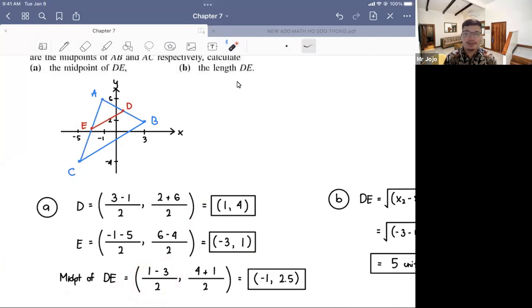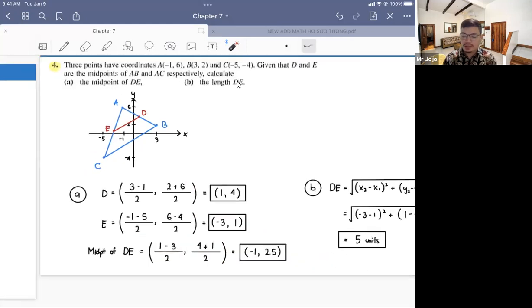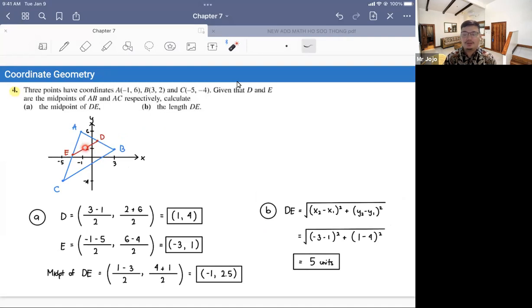for point D and point E, these are the coordinates. This is my x sub 1, y sub 1, x sub 2, y sub 2. Substituting everything in the formula, we get negative 1 minus 3 divided by 2, and then 4 plus 1 divided by 2. So my answer here is negative 1 and 2.5. These are the coordinates of the midpoint of DE, basically the middle of DE.